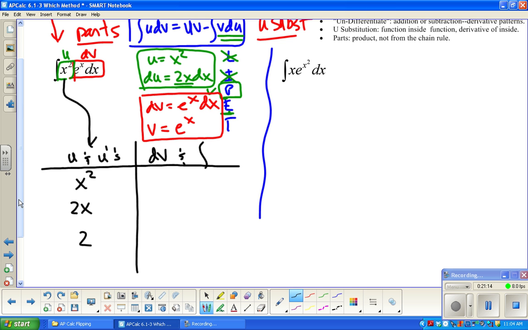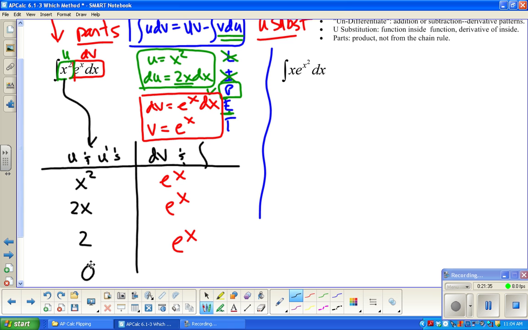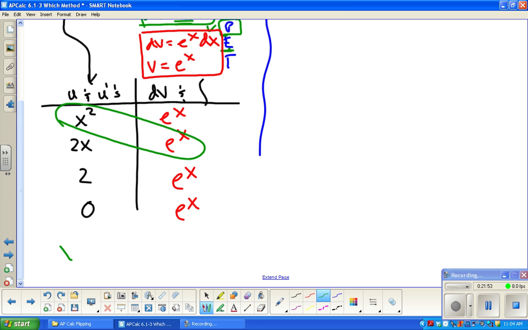On the other side, I'm going to have dv is e to the x dx. Antiderivative of that is e to the x, and the antiderivative of that is, you guessed it, e to the x. Sorry, I'll go one more step on the other side: 0, e to the x. I forgot it didn't go quite far enough. And then my first u times v is this.